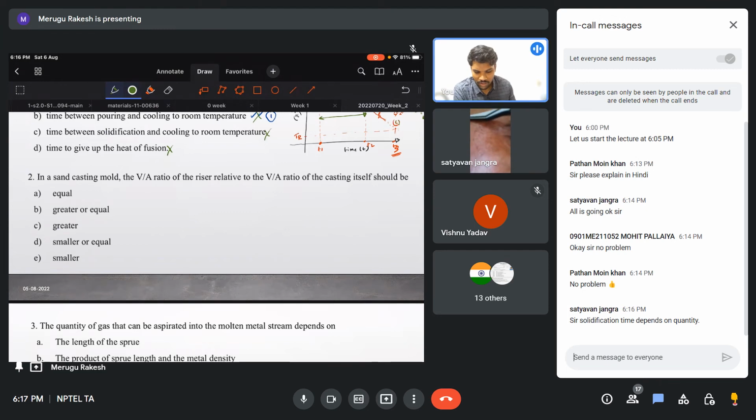So it also depends upon volume and area. In a sand casting mold, the volume to area ratio of a riser related to the volume to area ratio of the casting itself should be... So I want to answer you guys. They are asking about the volume to area ratio of a riser and the volume to area ratio of a casting. What is the relation? Whether they are equal, greater than, smaller than, greater than or equal to, or smaller than or equal to. What do you guys think the answer is? You can type in the chat box.